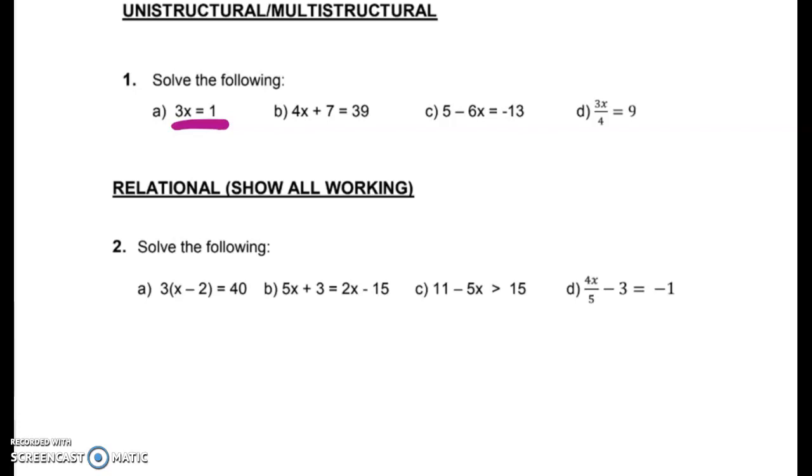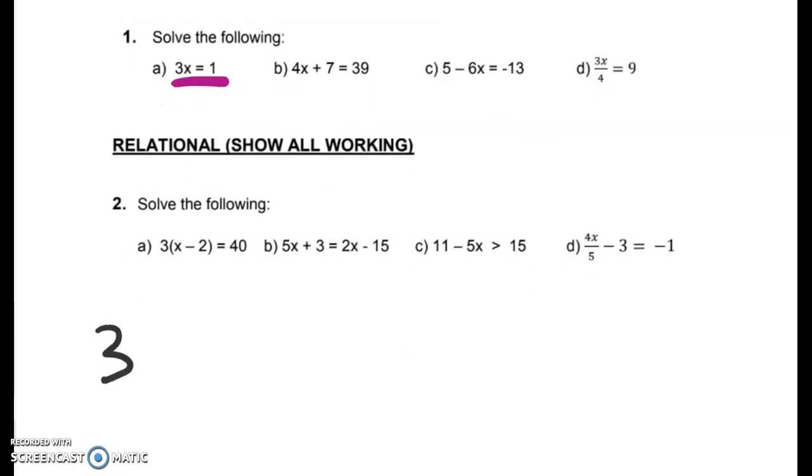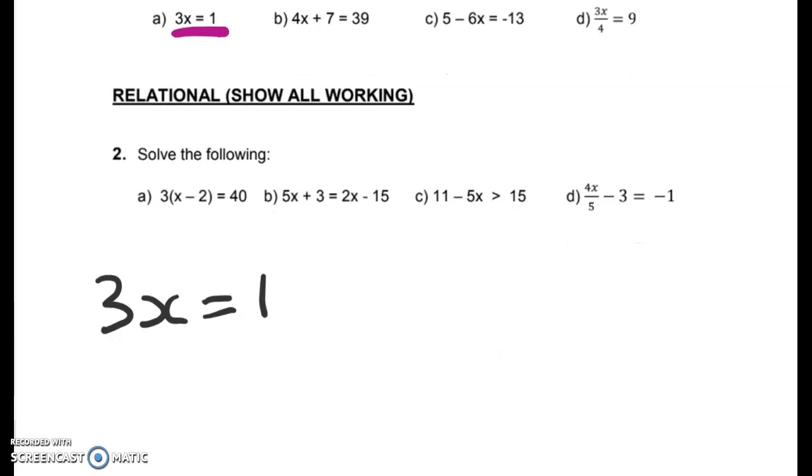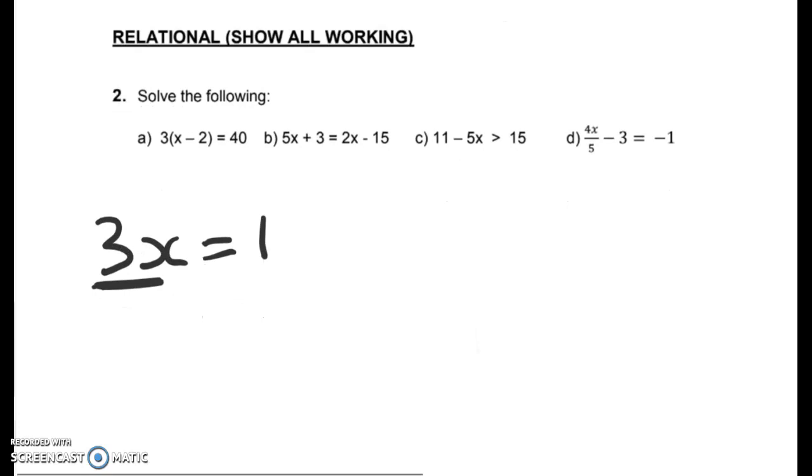And the basic idea here is looking for undoing operations, so using the inverse operation, and thinking about the order in which we have to work. So the first question is 3 times a number is equal to 1. The opposite of times is divides. So what do I have to do to undo this multiplication? Well, I have to divide both sides by 3.